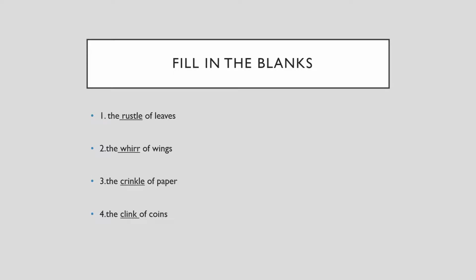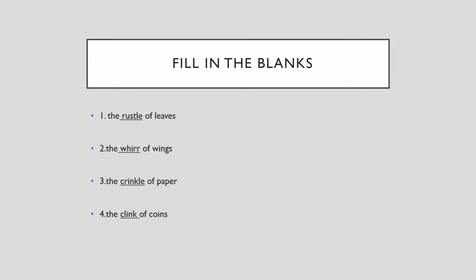W-H-I-R-R. Now, when you have paper, the sound made by paper is the word crinkle. The crinkle of paper. Now, the fourth one, coins. When you count the coins or you try to put them in one place, sorry, the sound made by these coins is the clink of coins. Now we have done four.